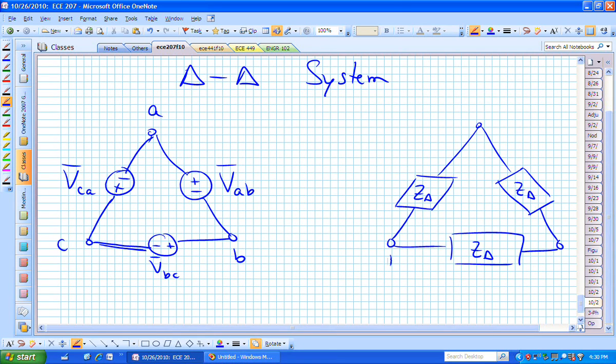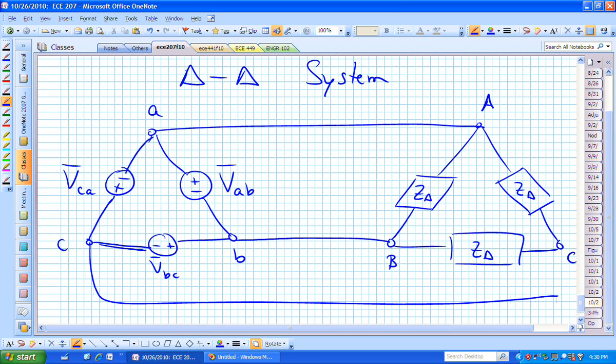Now we just need to connect the sources with the loads. And that's a delta-delta system or interconnected system. A delta set of sources and a delta set of loads. And you can analyze this with your knowledge of sinusoidal steady-state behavior. Right? What do you know is happening here?